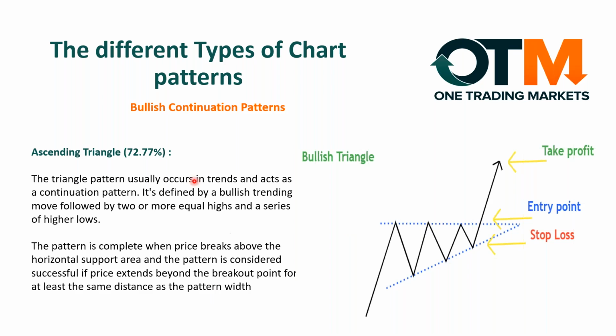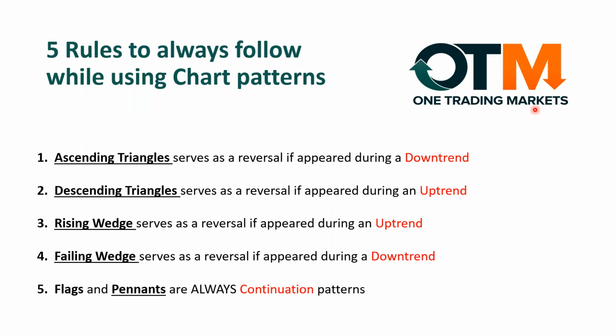Okay, no questions? Then let's go to the 5 rules to always follow while using chart patterns. Ascending triangles serve as a reversal if they appear during a downtrend. Descending triangles serve as a reversal if they appear during an uptrend. So ascending, downtrend; descending triangle, uptrend. Notice here. But if you go to wedges, a rising wedge serves as a reversal in an uptrend. So rising, uptrend; ascending, downtrend. A falling wedge serves as a reversal if it appears during a downtrend.